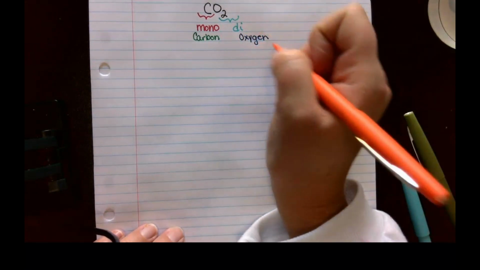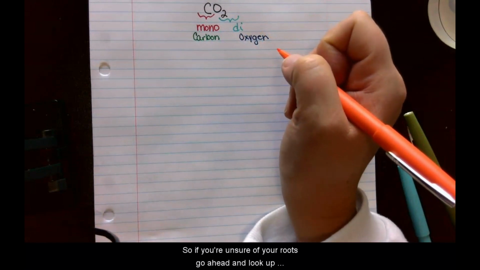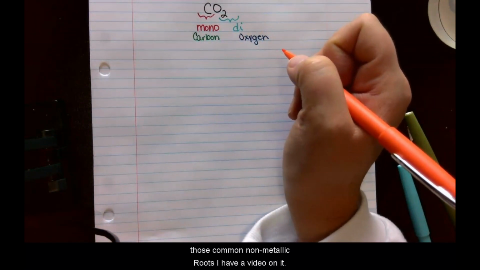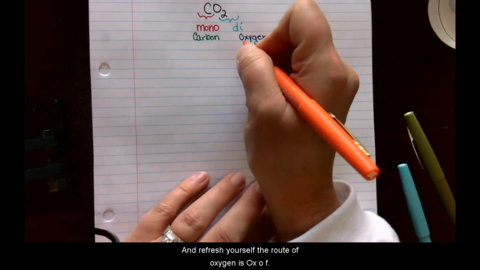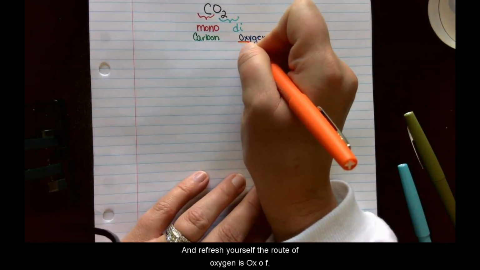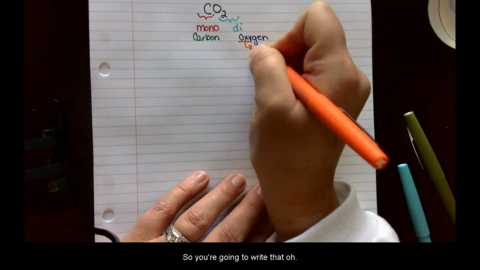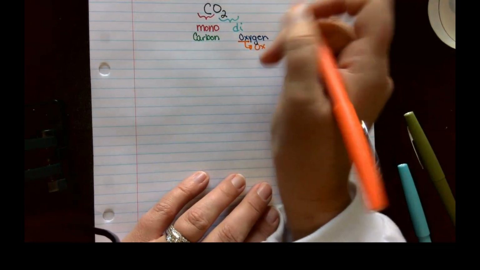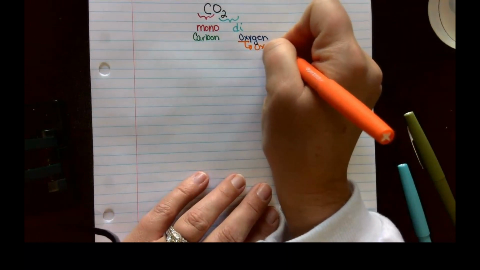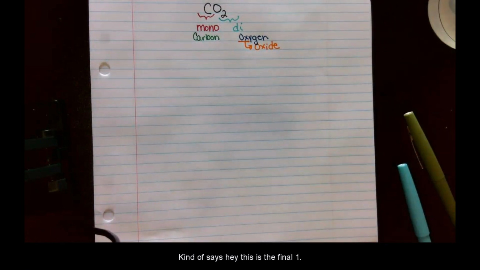Now, for the second element, there is a second stage, and that is remembering that you use your root. So if you're unsure of your roots, go ahead and look up those common non-metallic roots. I have a video on it, and refresh yourself. The root of oxygen is ox, O-X. So you're going to write that, O-X, and end it in I-D-E. It kind of says, hey, this is the final one. The first element never ends in IDE.